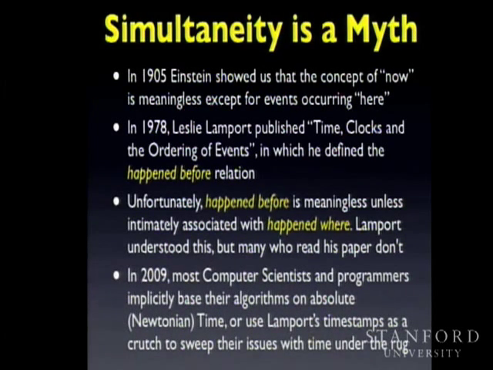In 2009, this year, right now, computer scientists and programmers implicitly base their algorithms on absolute Newtonian time. And they use Lamport's timestamps or some derivative of that, matrix timestamps or vector timestamps, in order to sweep their issues with time underneath the rug.